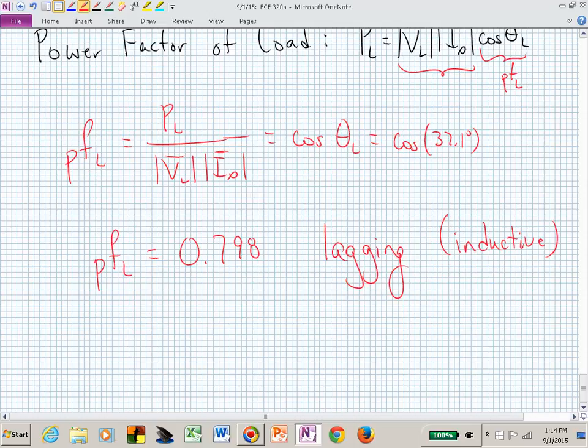Yes? Are you always concerned with what the current is in relation to the voltage? Yes, so in a power factor, that second piece of the complete information is telling you what the current is doing relative to the voltage. The current is lagging the voltage. The current is leading the voltage. That word is telling you what the current is doing relative to the voltage. Other questions?